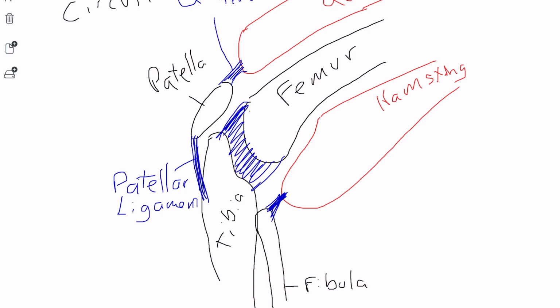Now, a little anatomy quiz. What is the difference between a tendon and a ligament? Ligaments attach bone to bone. Tendons attach bone to muscle, as you can see here.